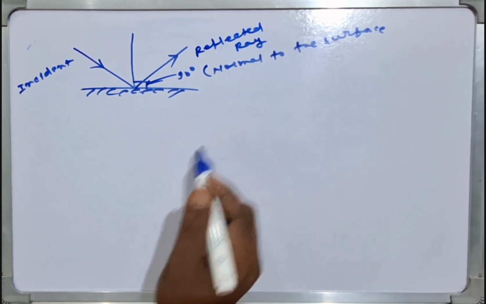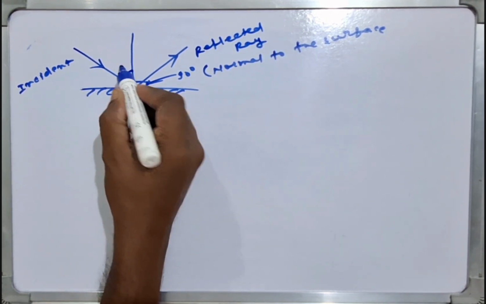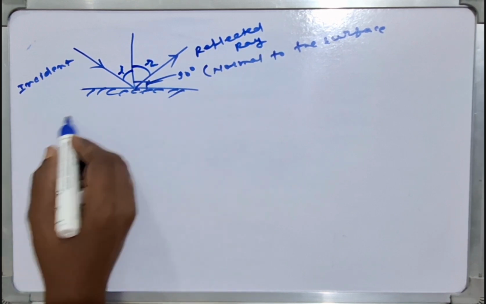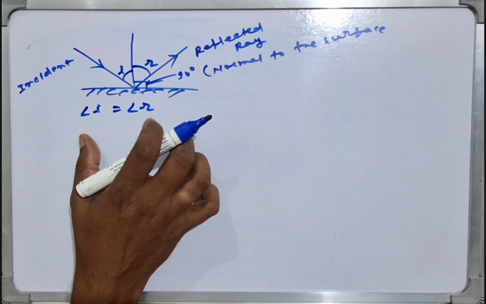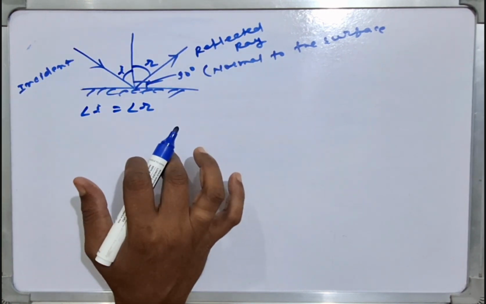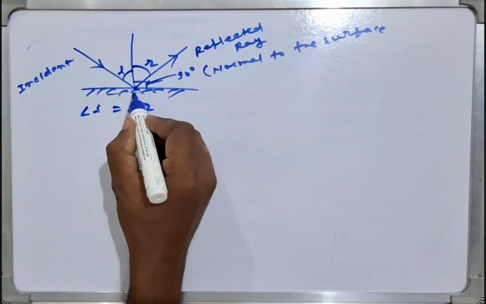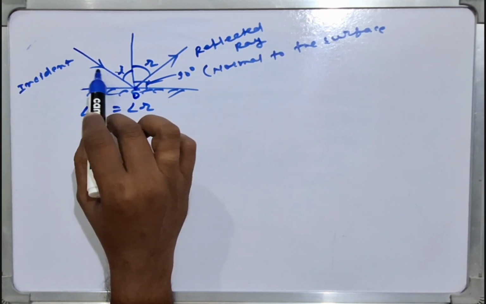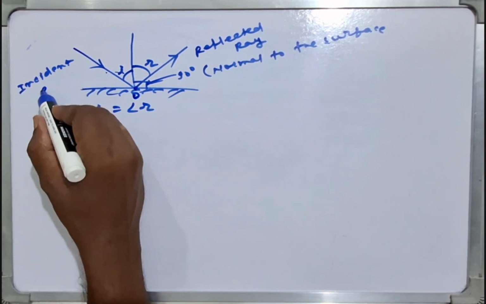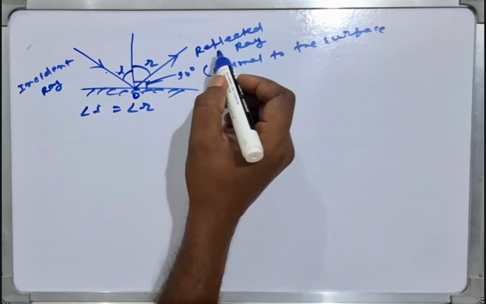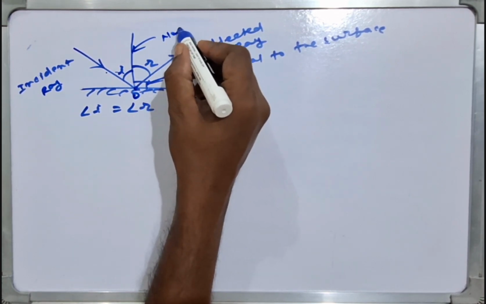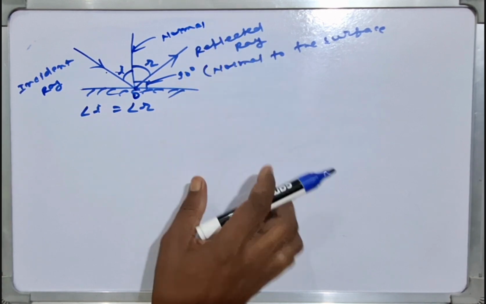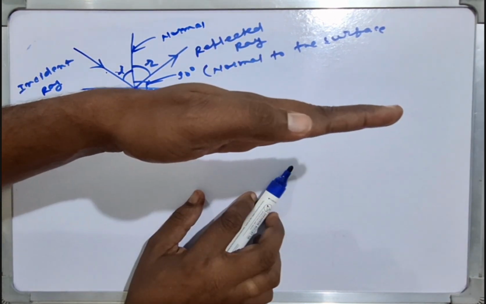Now this angle is I and this angle is R, and angle I and angle R must be the same. And another concept you must remember: suppose this point is O, then the incident ray, the reflected ray and this normal are all in the same plane. Now see, this is one plane.